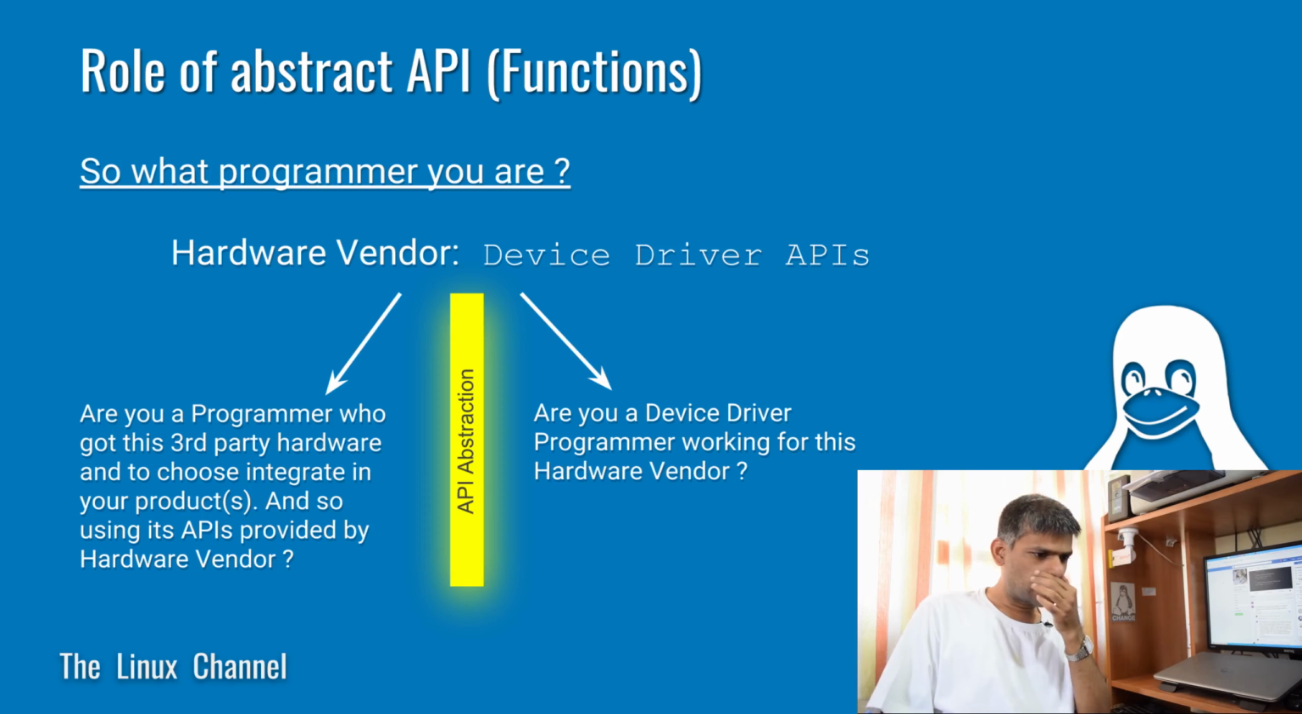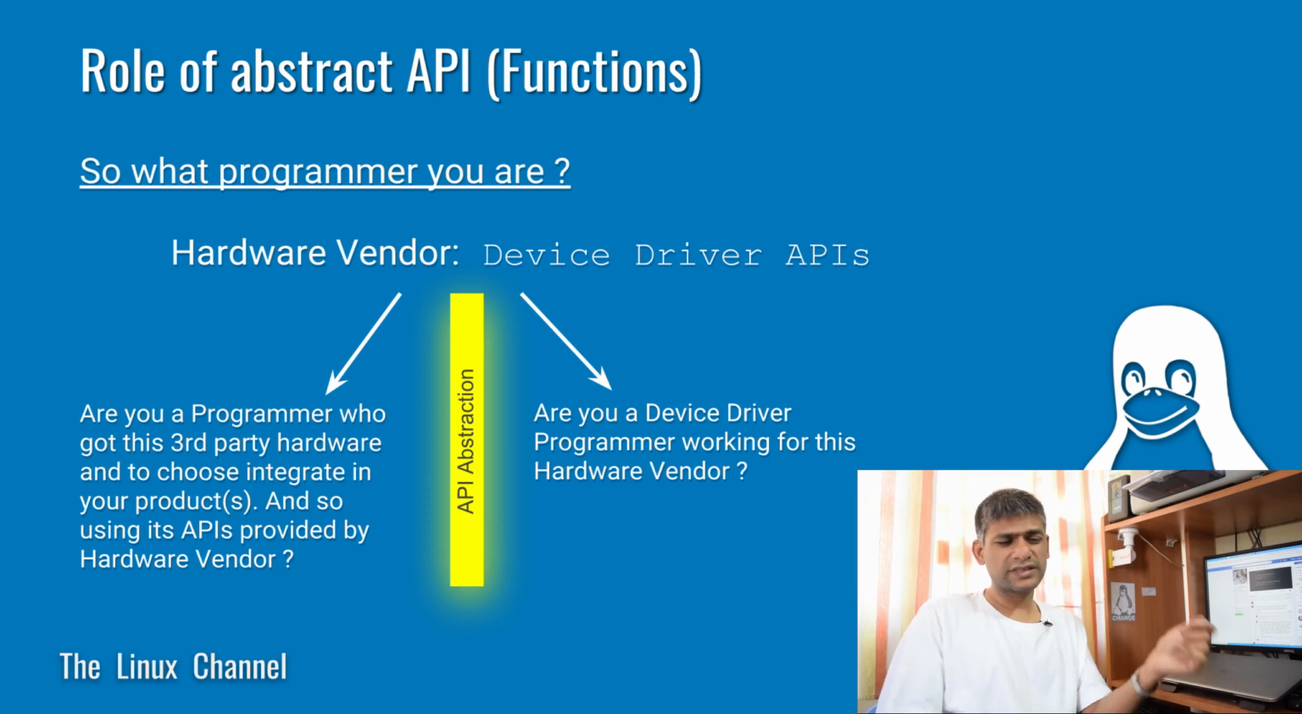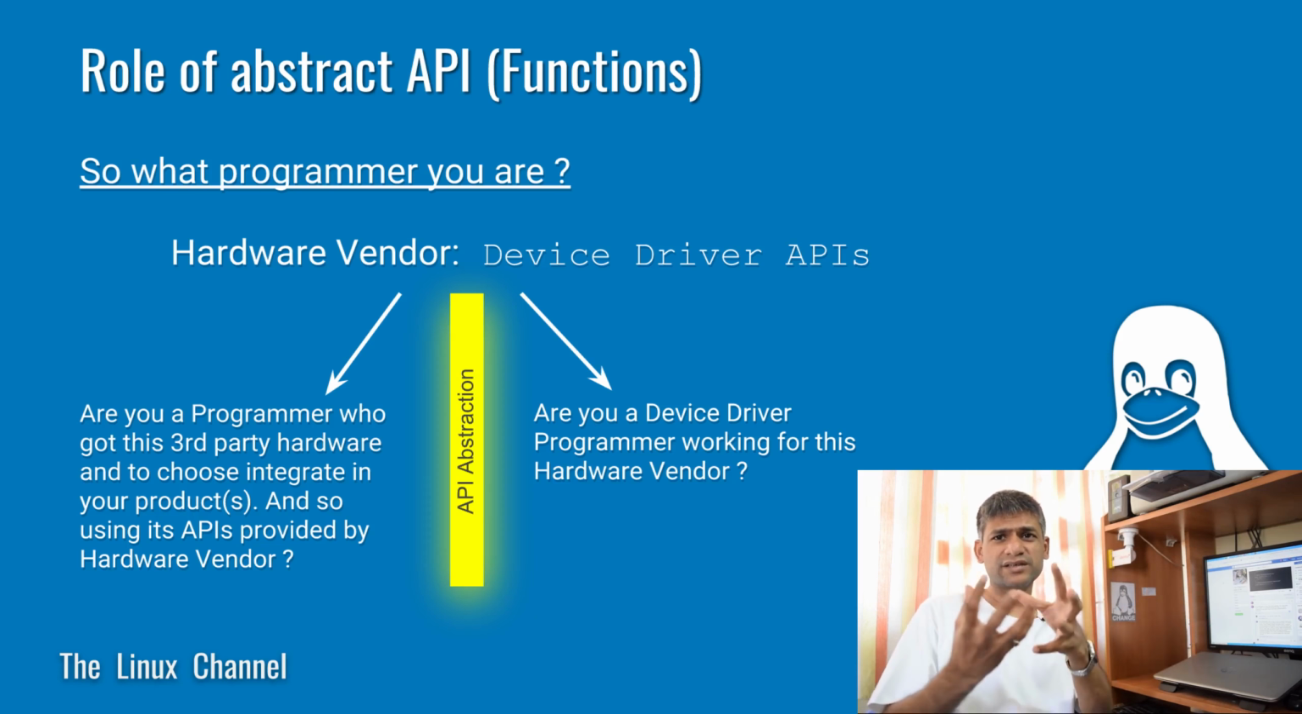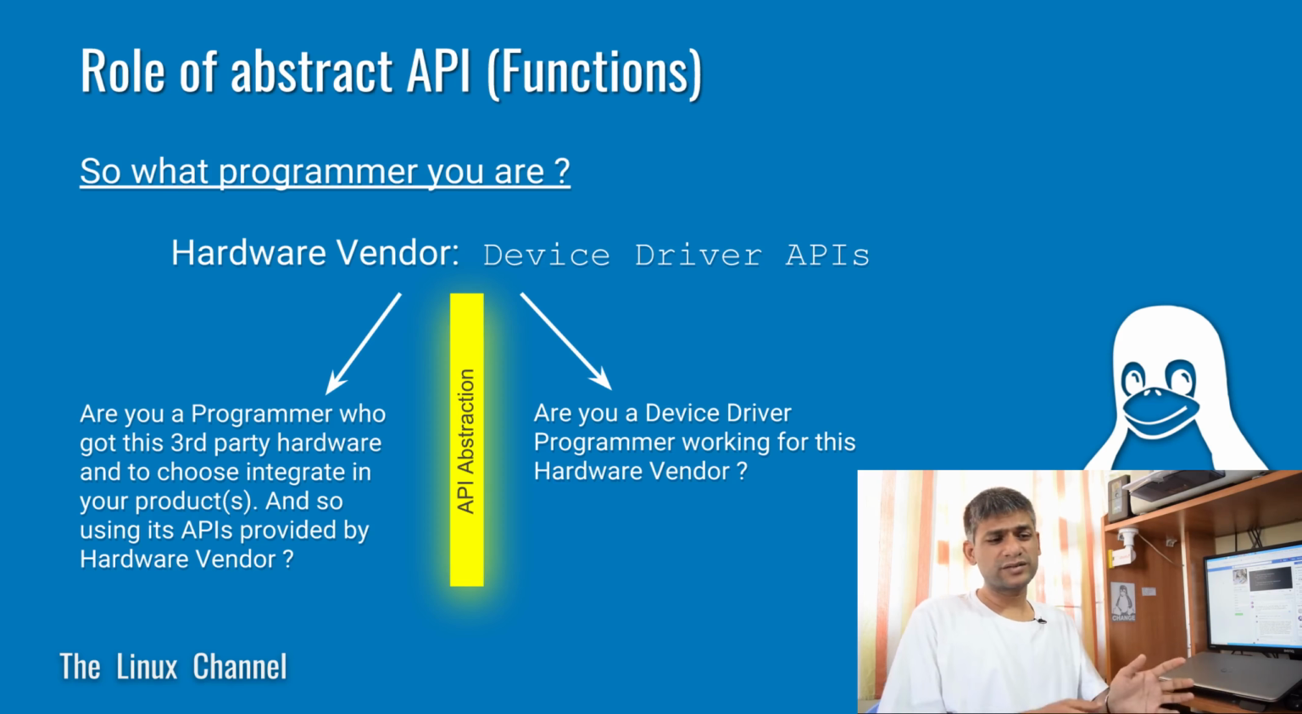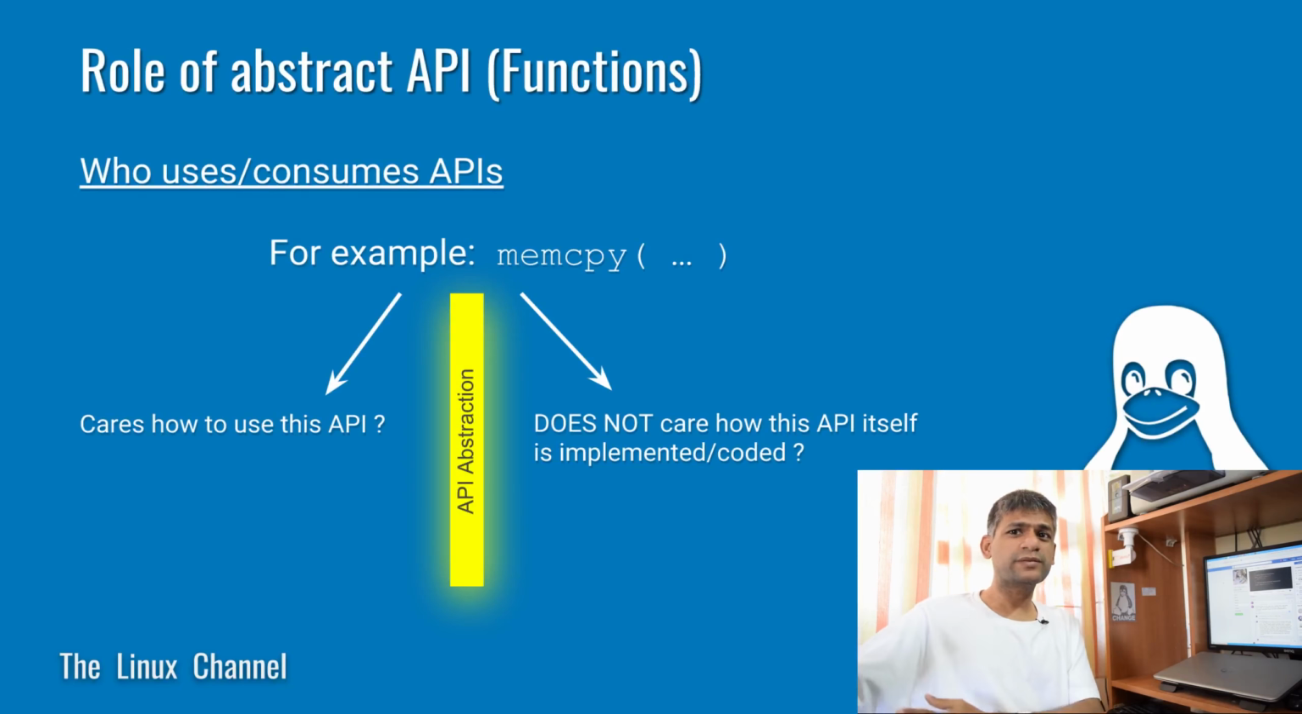Suppose you are buying some sound card, some specific hardware, the hardware manufacturer will write the device driver code and then give it to you, and then you take that device driver code and try to use it in your applications, even in kernel modules, even in user space applications. You take that device driver and you use it for your applications. You don't have any business writing a device driver again. You are a consumer of those APIs and that hardware provided by that supplier.